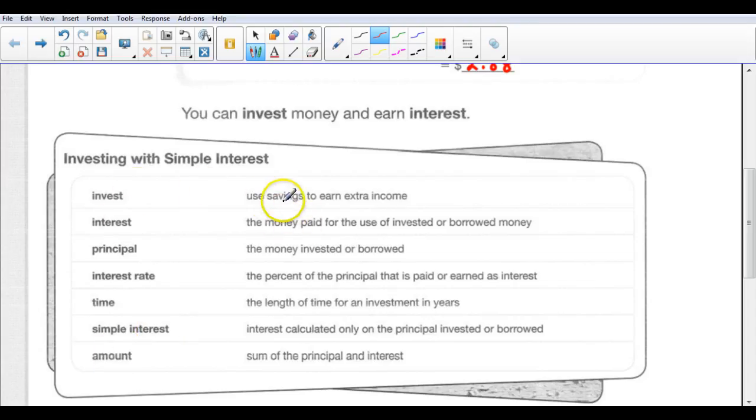To invest means to use savings to earn extra income. Interest is the money paid for the use of invested or borrowed money. Principal is the money invested or borrowed, or the money that you start out with, or the money that you're going to borrow. Interest rate is the percent, notice how it's percent, of the principal that is paid or earned as interest. Time is the length of time for investment in years. Simple interest is interest calculated only on the principal invested or borrowed, only on the principal. And amount is the sum of the principal and interest. So we're going to be looking at all of those terms in this chapter.